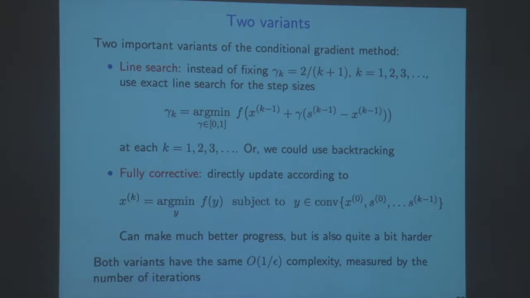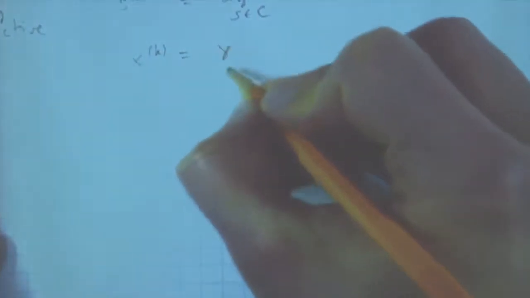which essentially, after you find the point s_{k-1}, remember that s_{k-1} was equal to the argmin of the gradient transpose s subject to s lying in the set C. The fully corrective version takes this, and instead of applying this update, as we learned before, which is 1 minus gamma_k times x_{k-1} plus gamma_k times s_{k-1}, instead of applying this update, the fully corrective version actually takes x_k to be the point that minimizes the function over all points x that are in the convex hull of the points we've seen so far, x_0 all the way through s_{k-1}.